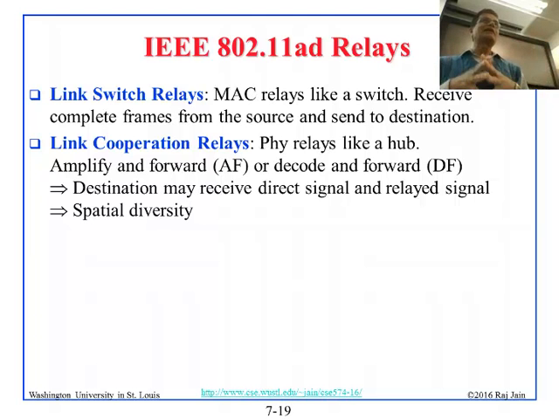Again, a relay does not have to be a separate box. It could be a function, which could be in every box. But then somebody could relay the frames. So link switch relay, MAC relays that act like a switch. They receive complete frame from the source and send to the destination. And link cooperation relays which act like a hub.